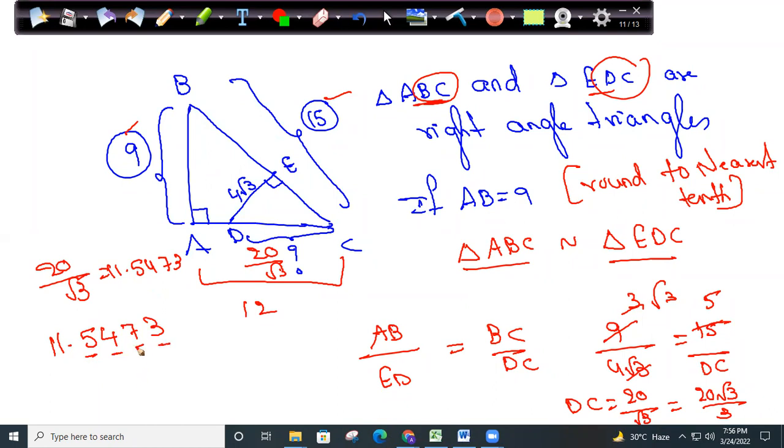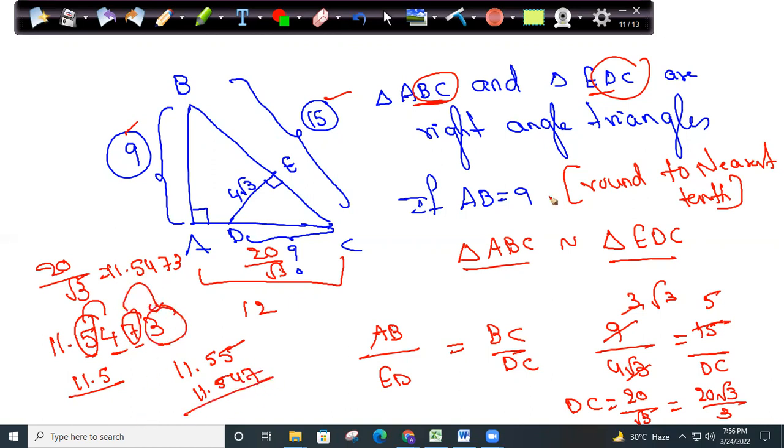This is called 10,000th. If I need to round off to the nearest 10th, it is 11.5 because the number after 5 is 4, which is less than 5. If I need to round off to the nearest 100th, it is 11.55 because the number after 4 is 7. If I need to round off to the nearest 1000th, it is 11.547 because the number after 7 is 3, which is less than 5. So this is called rounding off.